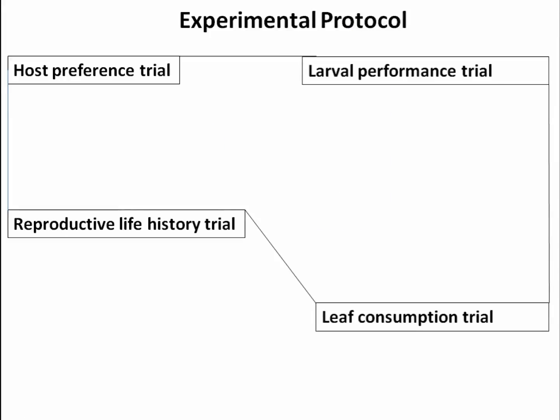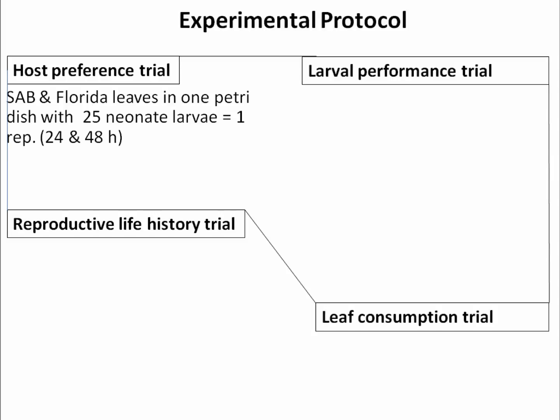So we conducted four fundamental experiments. We looked at the host preference of this insect. We tried to feed both biotypes, or both forms of Chromolaena. Hereafter, I will refer to them as diets, not biotypes. We conducted host preference tests and a larval performance trial. We also looked at the reproductive life history trial. A leaf consumption trial was also conducted.